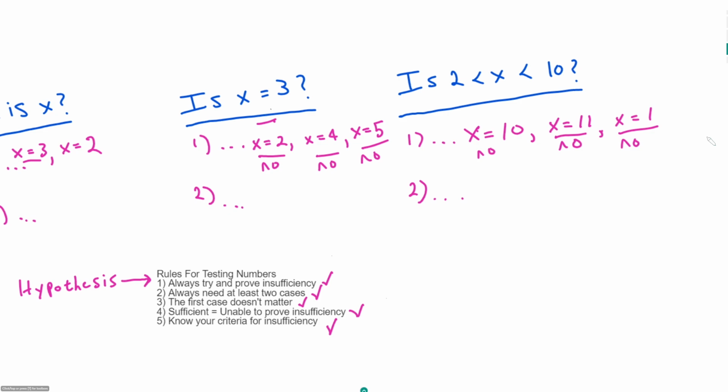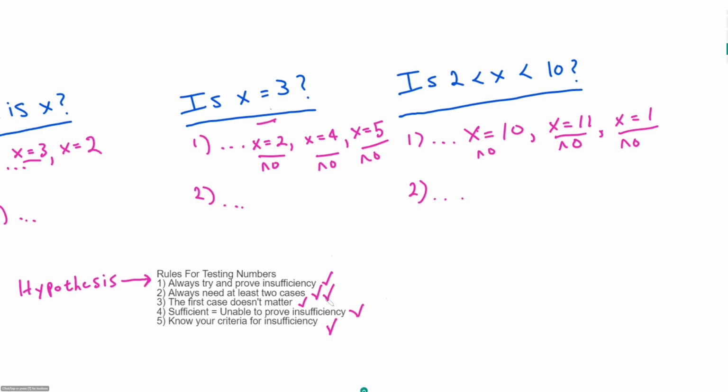Or at some point, you will get a value between 2 and 10, like I did with x is equal to 4. And then you can stop. You can say you have proven insufficiency. And so this is the framework I use. Remember, you need at least 2 examples, but it also means that the first example does not matter. You can just use the easiest numbers you can think of that still fit the criteria of your statements.